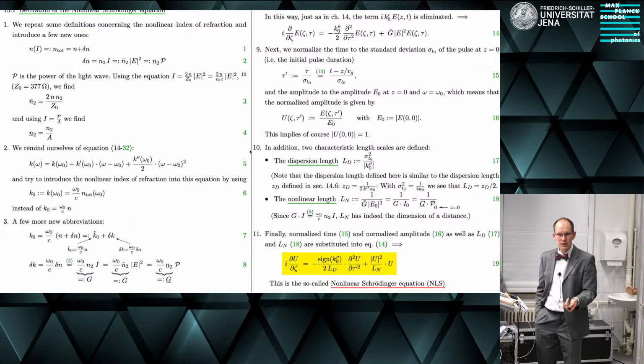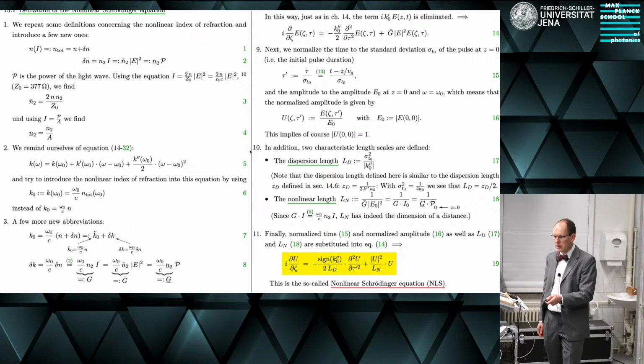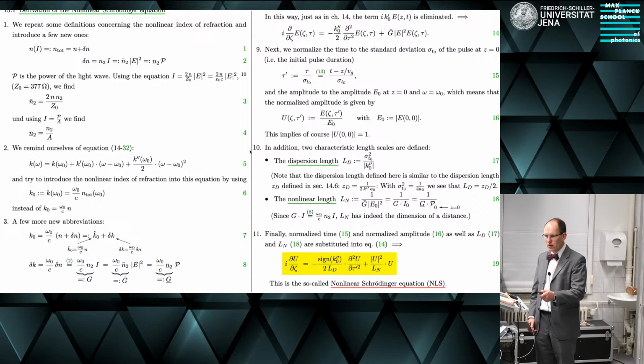And now if you go back to chapter 14, you would see that we have defined a similar quantity, namely the dispersion length. So we defined another type of dispersion length, ZD, which is similarly defined, just with A naught, which is proportional to 1 over sigma squared. So this LD is equal to ZD divided by 2, if you want to find a connection to the previous chapter. In addition to the dispersion length, we also define the nonlinear length.